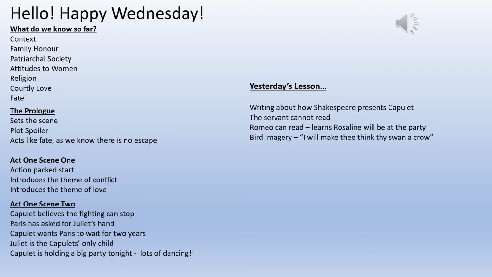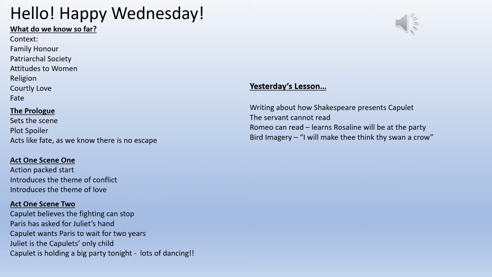Crucial plot moment: the servant can't read the list of guests that he's given. He bumps into Romeo, who can read, so Romeo learns that Rosaline's going to be at the party, and then we had that lovely bird imagery that Shakespeare gives to Benvolio: I will make thee think thy swan a crow.